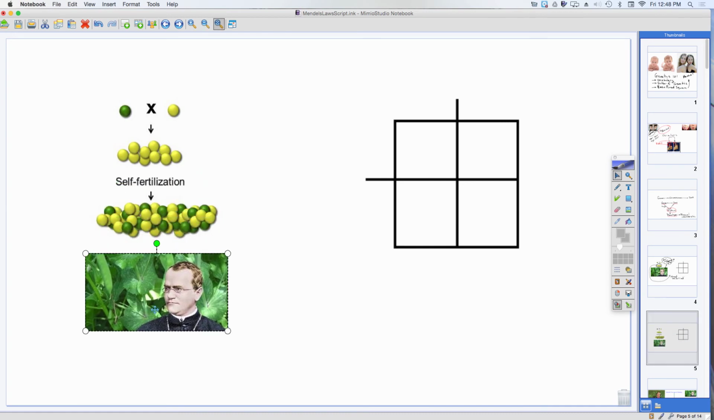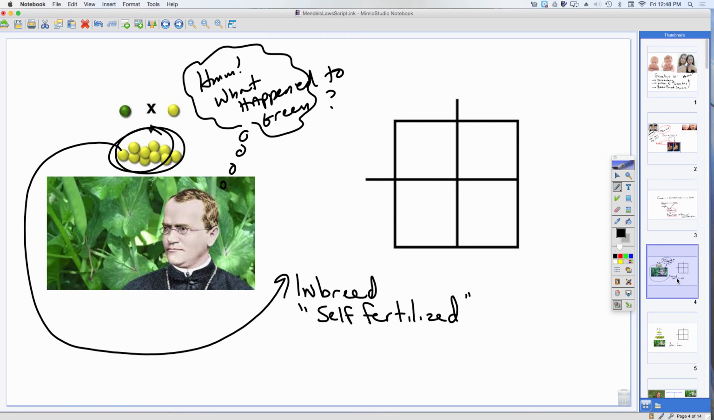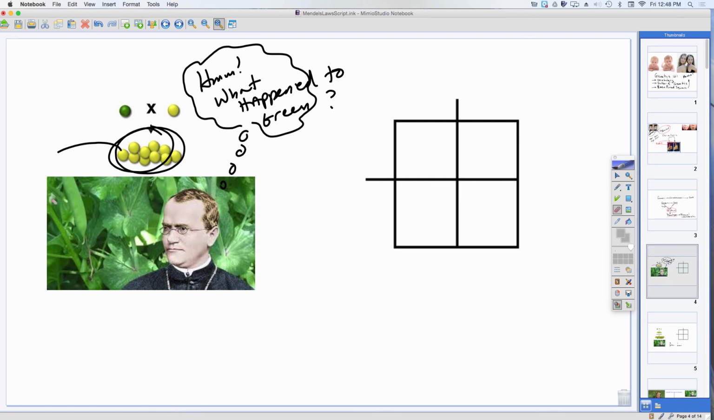And when he did this, he found that he ended up with a mixture of yellow and green. And in fact, the mixture worked out to be a ratio of about 3 yellow pea-producing plants to 1 green pea-producing plants. So let's look and think about what type of conclusions were made as a result of this.